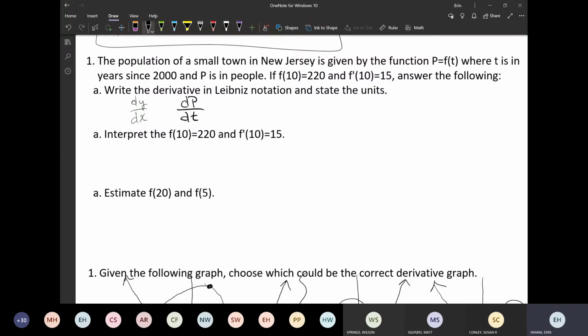So the nice thing, remember, about Leibniz notation is that it kind of just falls out the units for you in a way. So if it's dp over dt, the units of p are people, and the units of t is in years. So it'll be in people per year.